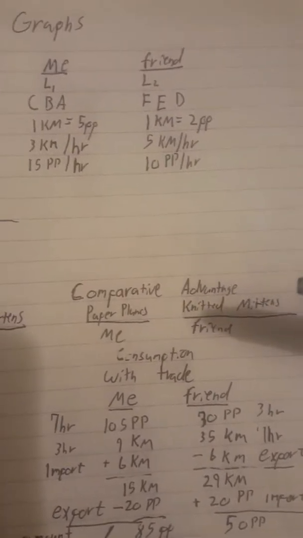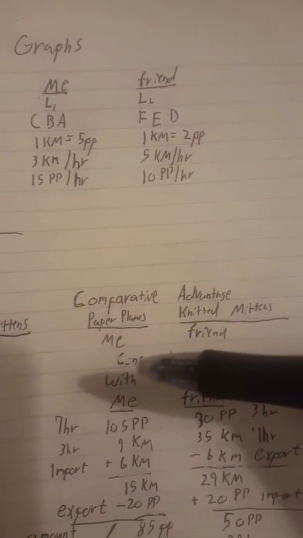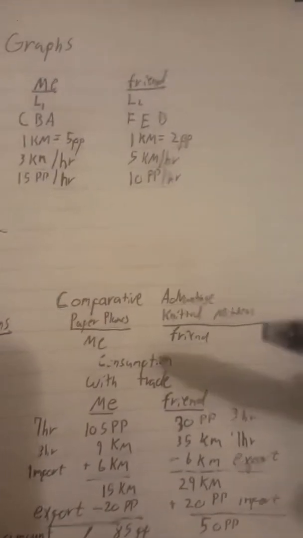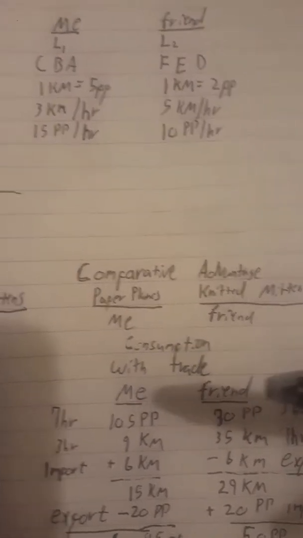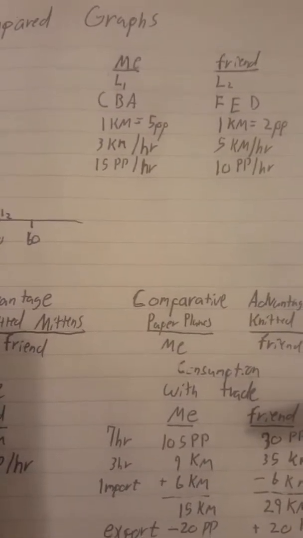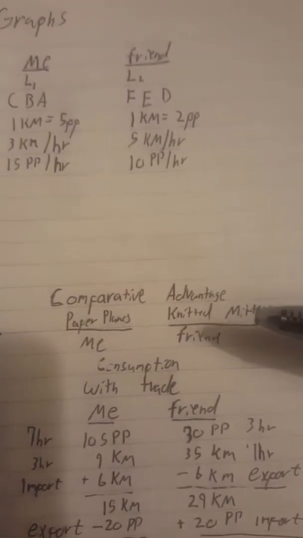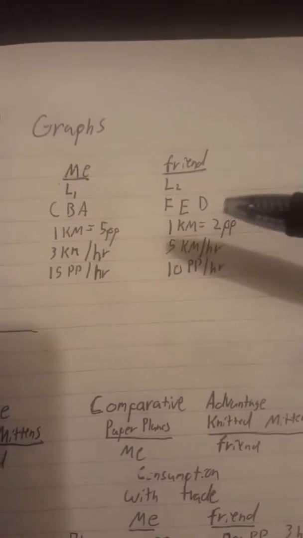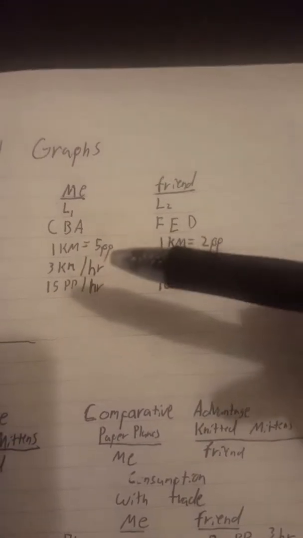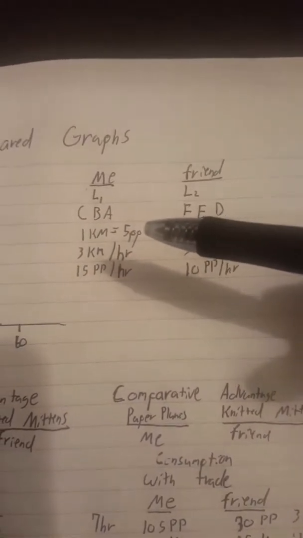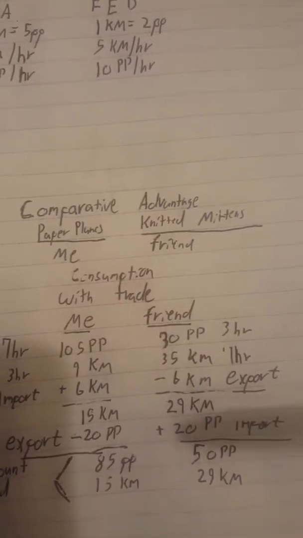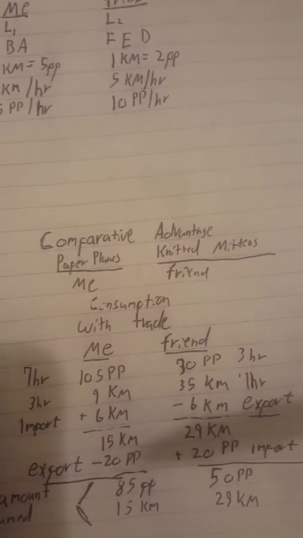Then we move over to comparative advantage. Comparative advantage is different from absolute advantage because comparative advantage has to do with your opportunity cost. And so if it's a lower cost for you to make knitted mittens than it would be for me, as is the case for my friend, it's a lower opportunity cost because whenever he makes one knitted mitten, he's only missing out on 2 paper planes. But whenever I make one knitted mitten, I'm missing out on 5 paper planes. So the opportunity cost for him is lower, so it's more cost efficient for him to focus on making more knitted mittens.